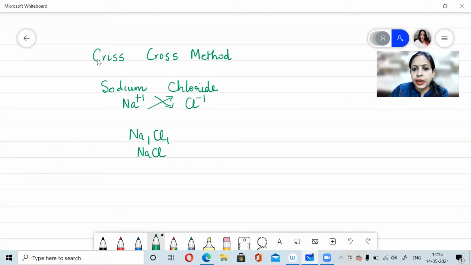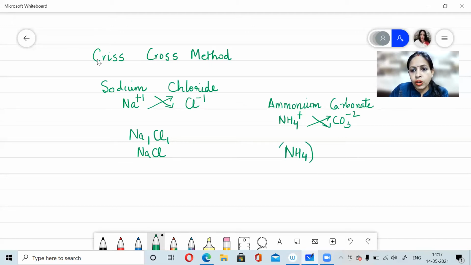We can take another example. For example, ammonium carbonate. Here ammonium is the first name, the cation, and the symbol is NH4+. The second word is the surname, the anion, and the symbol is CO3 -2. Now we will interchange the valencies. On interchanging, we get NH4 whole twice CO3.